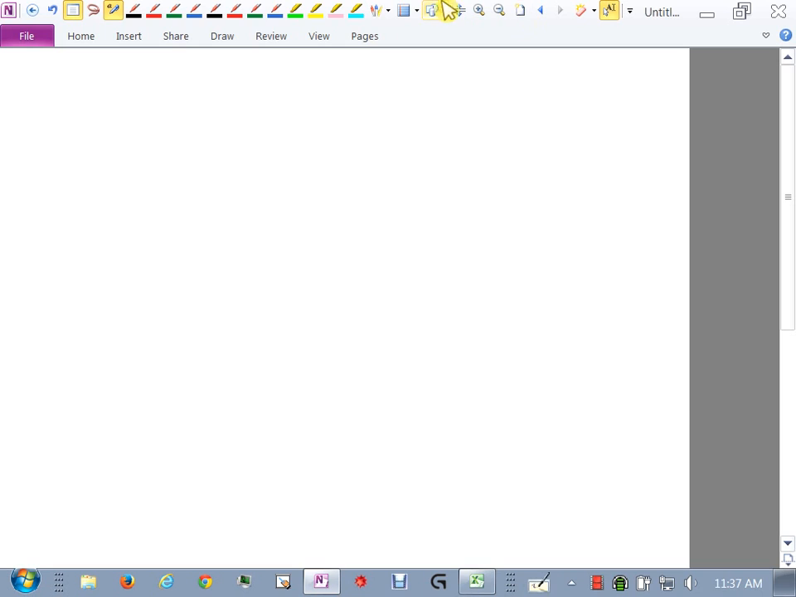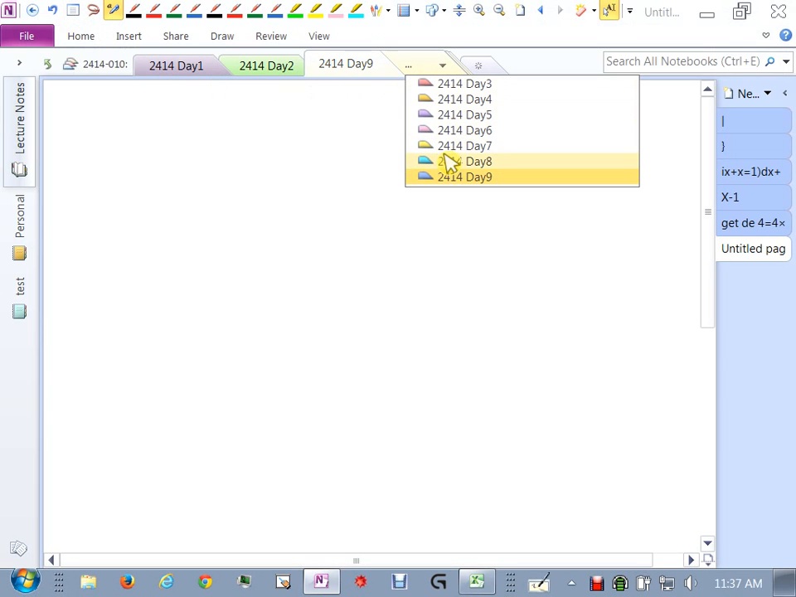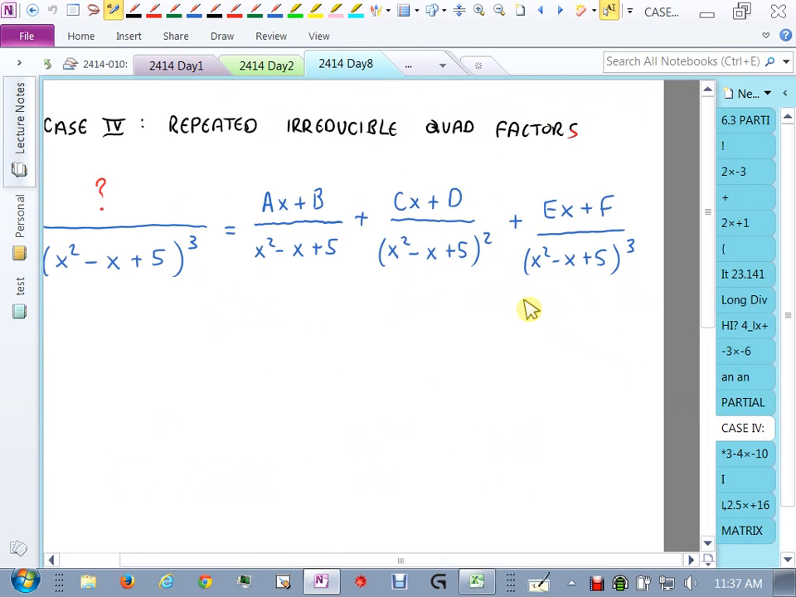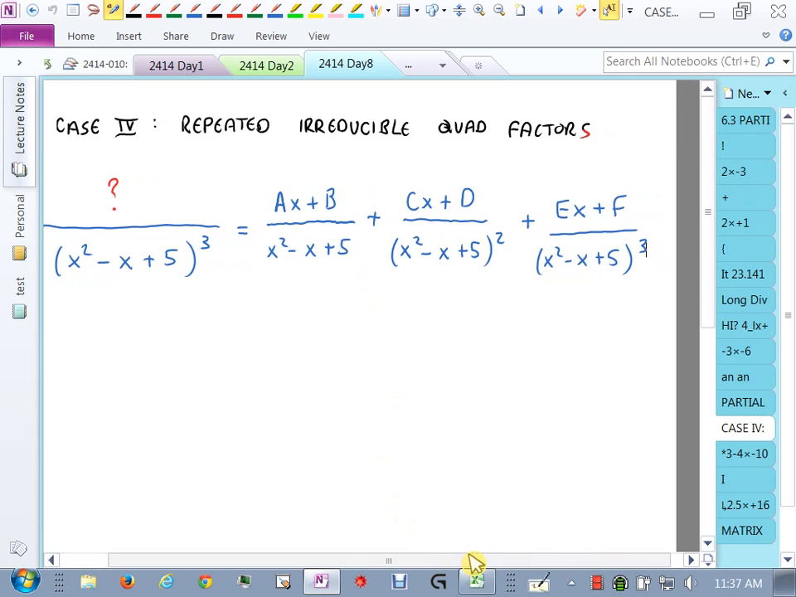So what would happen with case 4? Case 4 is where we have repeated irreducible quadratic factors. If I have my notes from last class here, here's an irreducible quadratic factor. And then here is the attack for it.